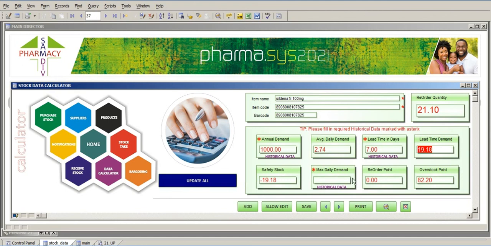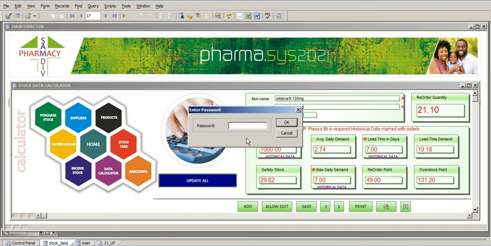Then we have maximum daily demand. Then we need to enter the maximum that we have ever sold. Let's say for this product, the maximum we have ever sold in a day is 7. We enter 7. That will also help us to calculate the reorder point. So the system will calculate the reorder point. And now you can see that all our data have been populated. And the reorder quantity, from all this data, the system has calculated for us that we should order 21.10 when we order.